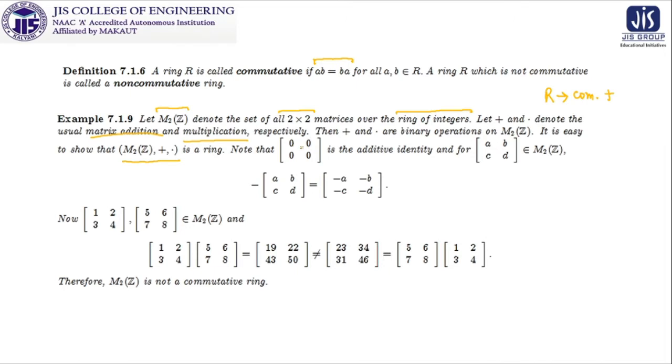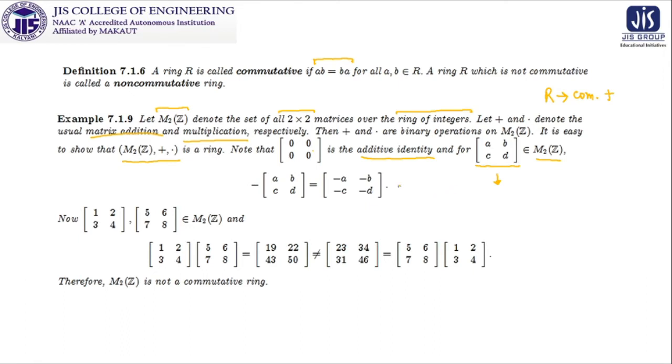Now we can note that the null matrix of order 2 is the additive identity, because you can take any 2 cross 2 matrix and add it with this 0 0 0 0, and you will get the element unchanged. And for the element ABCD in M2Z, you need something so that the addition of this one with that gives the identity element, that means the null matrix of order 2. That is minus of ABCD, which is minus A, minus B, minus C, minus D, because their addition with ABCD gives you 0 0 0 0.